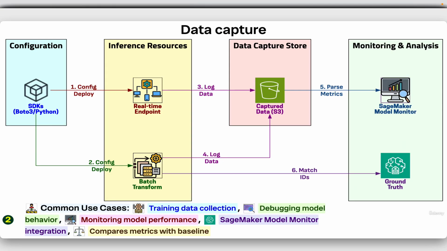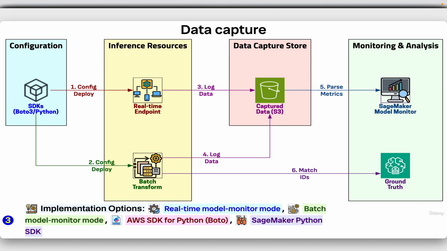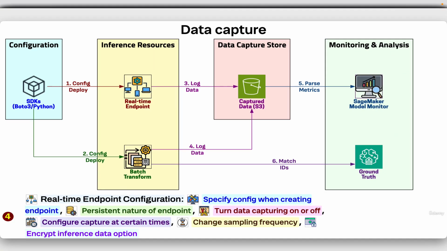Data capture is commonly used for training data collection, debugging model behavior, and monitoring model performance. Amazon SageMaker Model Monitor automatically passes this captured data and compares metrics with the baseline that you create for the model. You can implement data capture for both real-time and batch model monitor modes using either the AWS SDK for Python, which is Boto, or the SageMaker Python SDK.